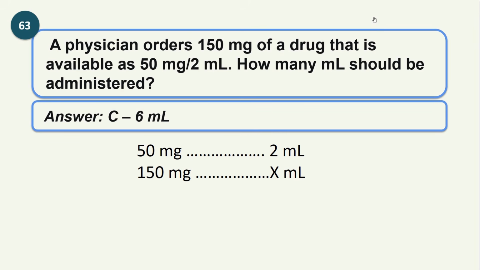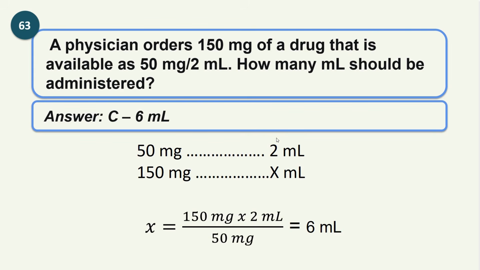So basically there are 50 milligrams of drug in 2 milliliters. So to get 150 milligram, how many mL? Again, this can be done by cross multiplication. Point the arrows to x mL, and then if you cross multiply, 150 milligram divided by 50 milligram. So milligram is canceled, 0 is canceled, so it's 15 over 5 is 3, so 3 times 2 is 6 mL. So that's your correct answer.